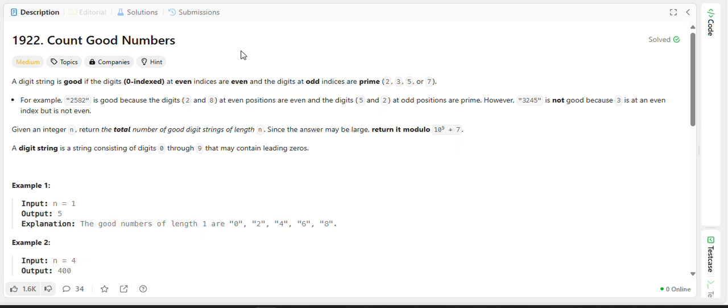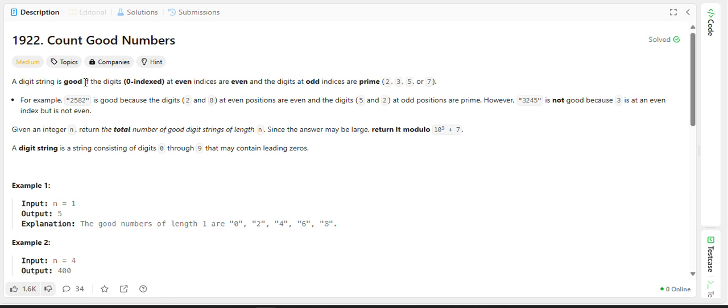So, what is the question? A digit string is good. Okay, we need to check. A string will be considered good. Humans are unable to be good in this era, but a digit string can be, according to LeetCode. Okay, let's proceed to the question. A digit string is good if the digits at even indices are even and the digits at odd indices are prime.